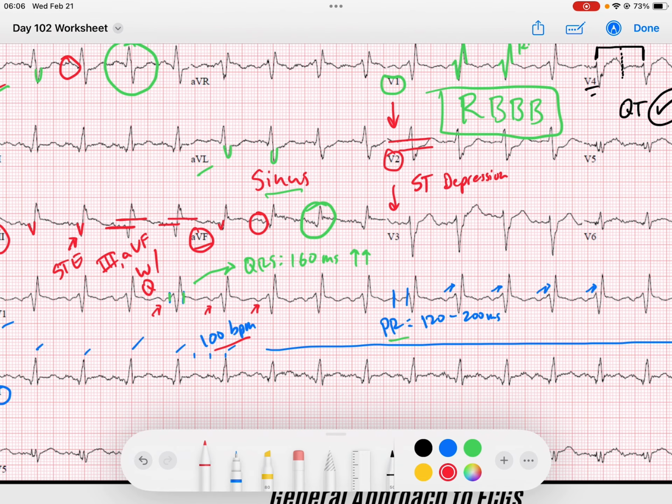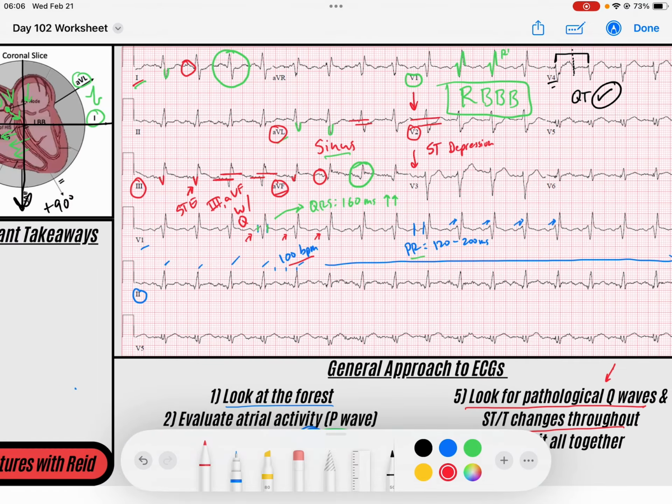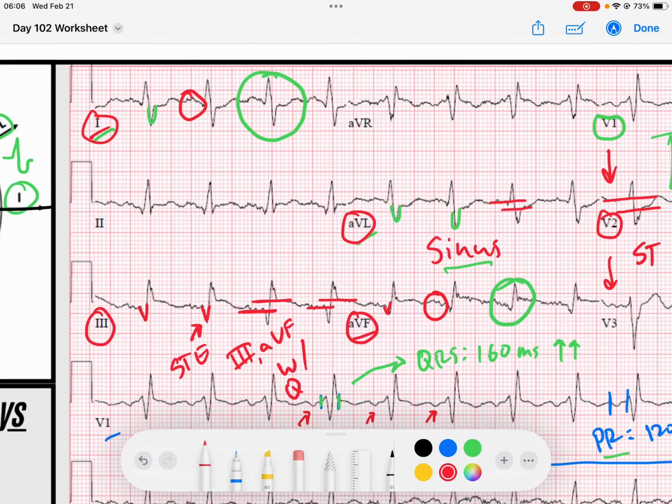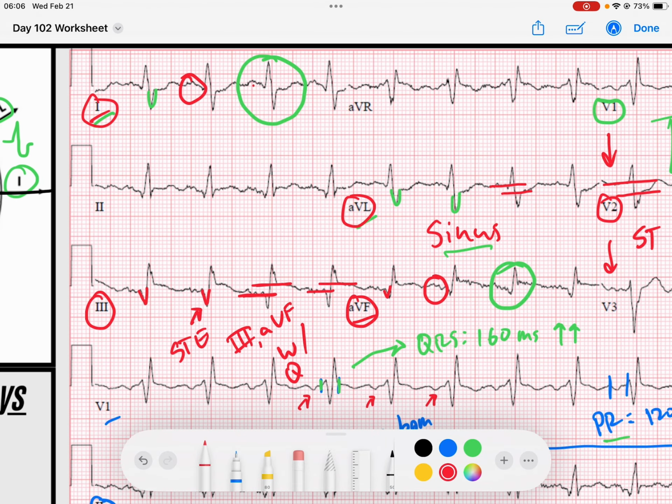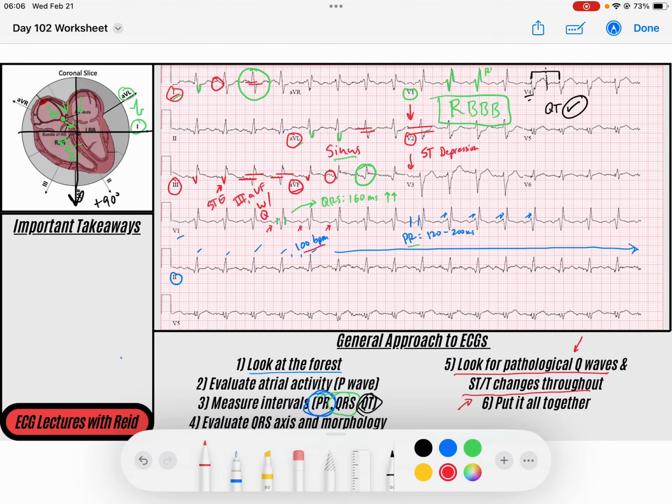You can see a little bit here in AVL. Here's my baseline. Here's a little bit of reciprocal depression. Same thing in lead 1, you can get some reciprocal depression. Here's my baseline ST. So a little bit of reciprocal ST depression in lead 1 and AVL.